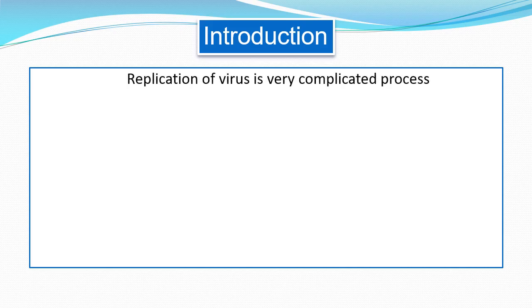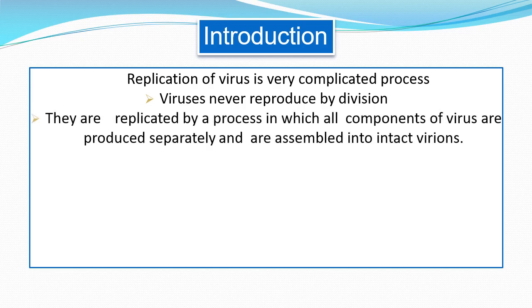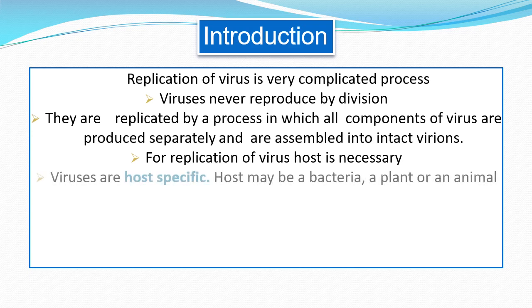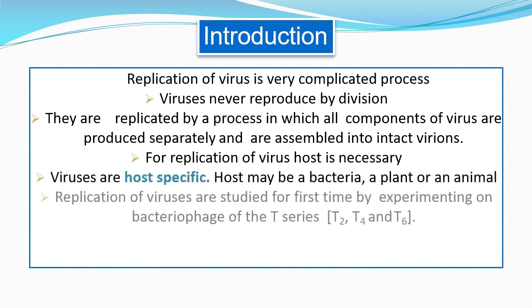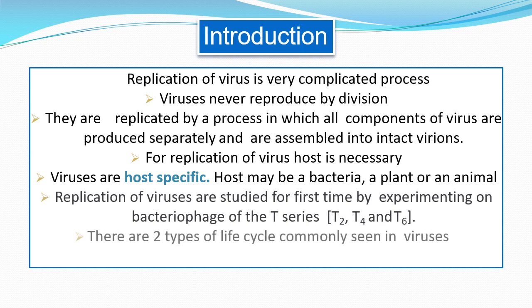Now, the replication of virus is a complicated process. Viruses never reproduce by division. They are replicated by a process in which all components of virus are produced separately and are assembled into intact virions. For replication of virus, a host is necessary, and viruses are host specific. The host may be a bacteria, a plant, or an animal.